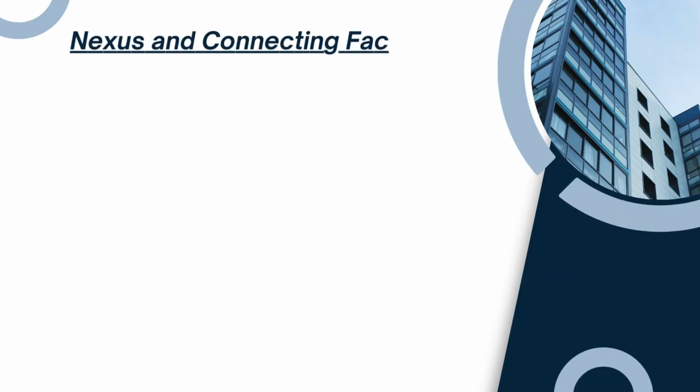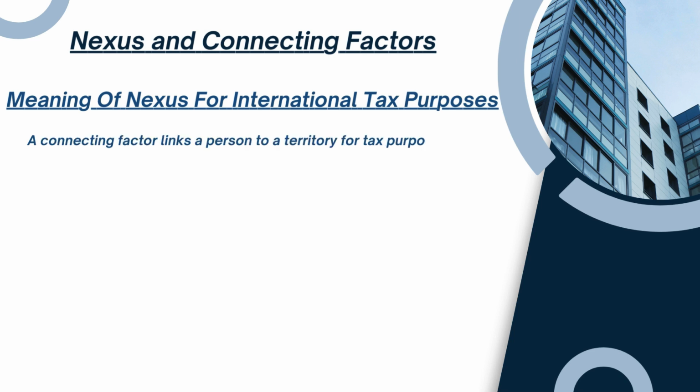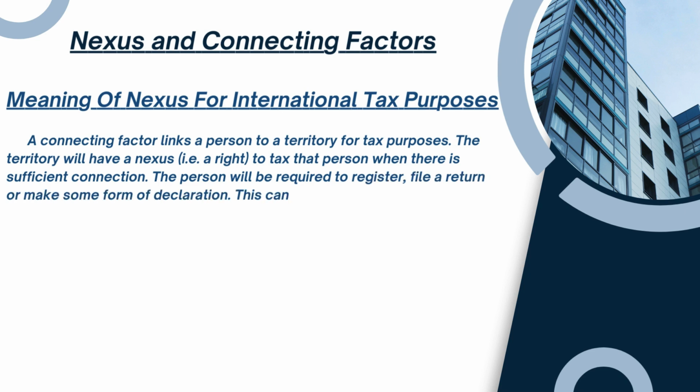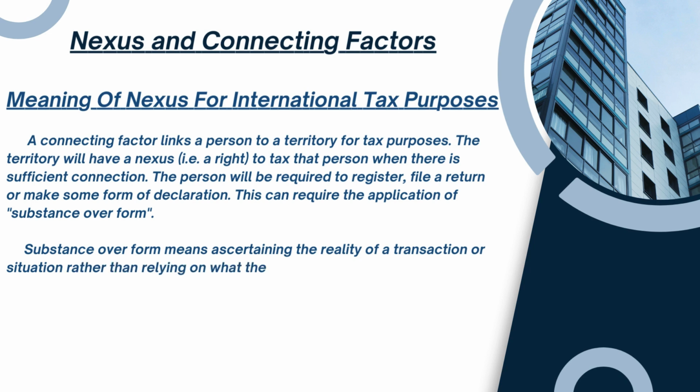Nexus and connecting factors. Meaning of nexus for international tax purposes. A connecting factor links a person to a territory for tax purposes. The territory will have a nexus, that is a right, to tax that person when there is sufficient connection. The person will be required to register, file a return or make some form of declaration. This can require the application of substance over form. Substance over form means ascertaining the reality of a transaction or situation rather than relying on what the legal form, that is documentation or paperwork, states the transaction or situation is.